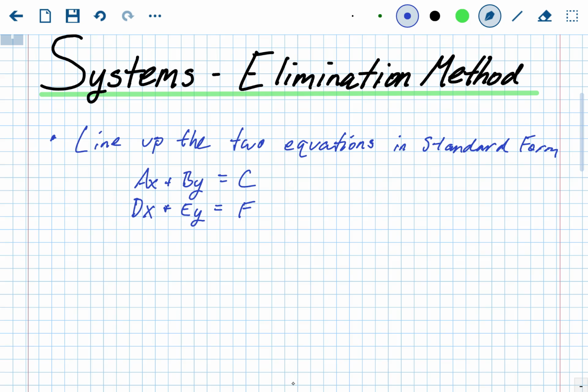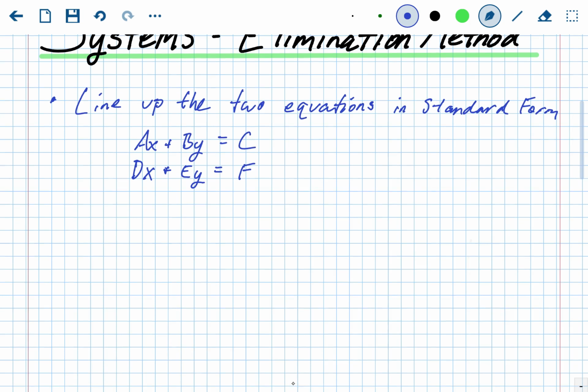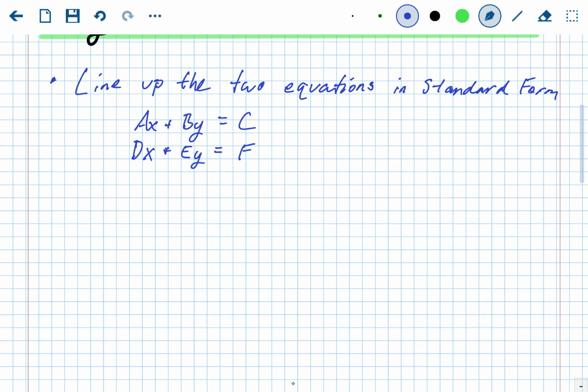Now, does it have to be in standard form? No. But what we do want is we want our variables to be lined up. We want x over x and y over y and the constant over the constant. So, standard form is just the most common form of that. It doesn't necessarily have to be standard form, but you do want your x's above your other x's, your y's above your other y's, and your constants above each other.